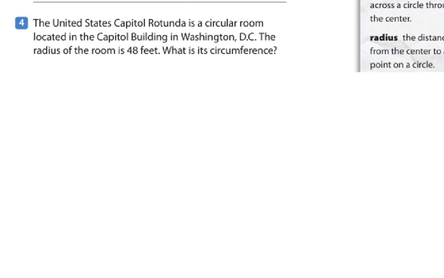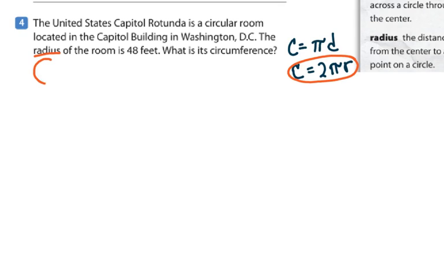It says the United States Capitol Rotunda is a circular room located in the Capitol building in Washington, D.C. The radius of the room is 48 feet. What is its circumference? The circumference formula we need is the one that involves radius. There are two: pi d, and 2 pi r. I would choose this one because it involves radius, and that's what we've been given.